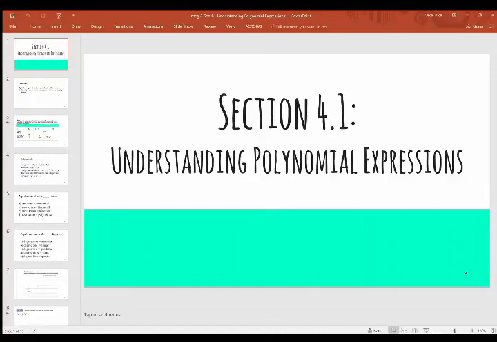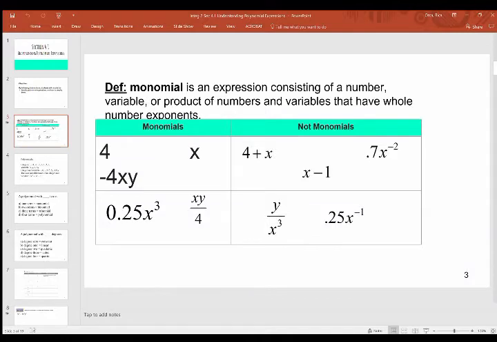Today we're looking at section 4.1, and it's called Understanding Polynomial Expressions. Before we learn how to add and subtract polynomial expressions, let's look at the definition of what a polynomial is. Let's start off with the definition of a monomial.